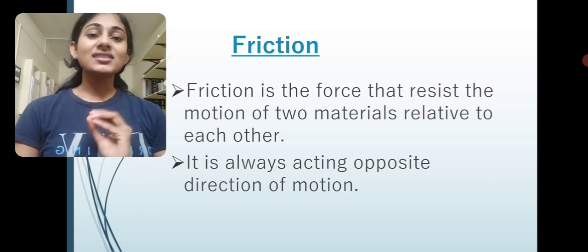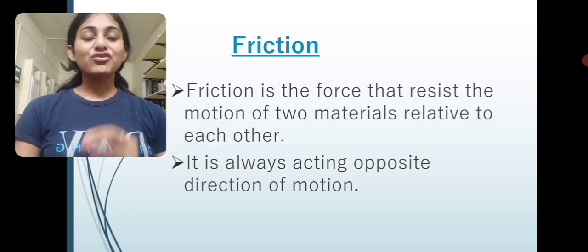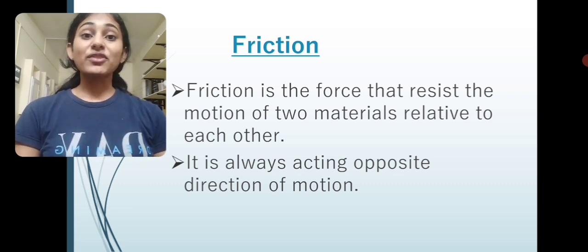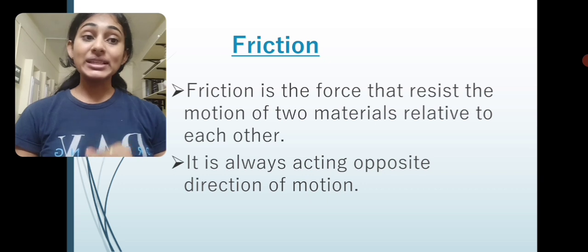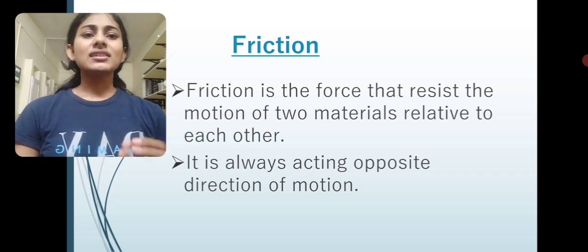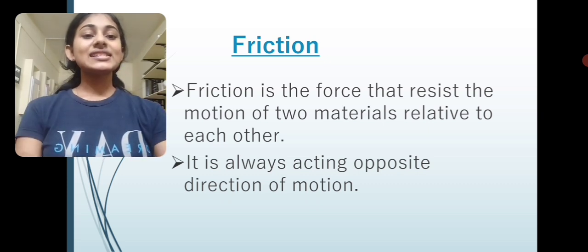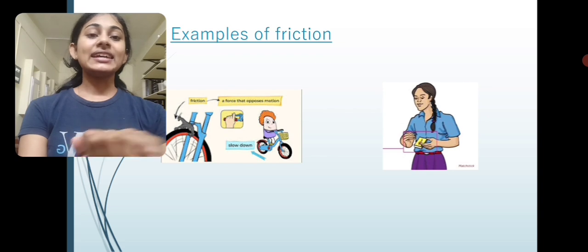The reason behind those facts is friction. So how can we define friction? Friction is the force that resists the motion when two materials move relative to each other. This frictional force is always in the opposite direction of motion. So let's see an example in the next slide.